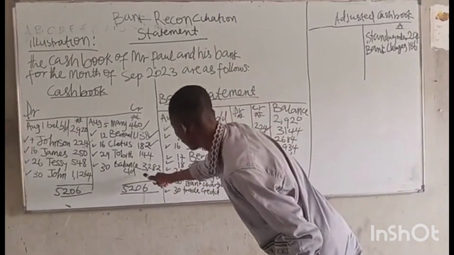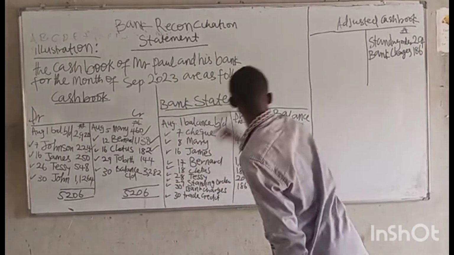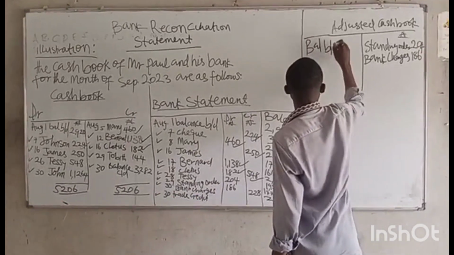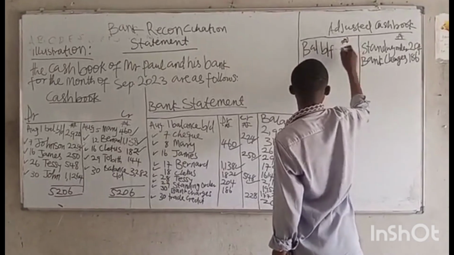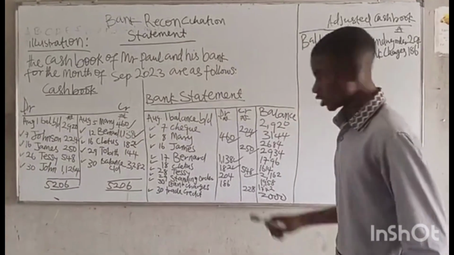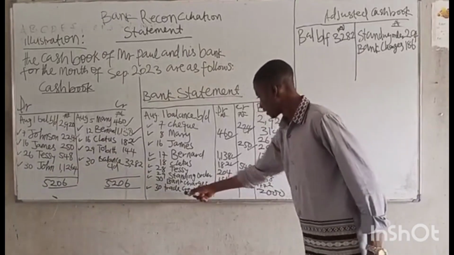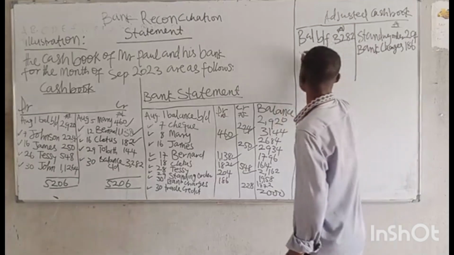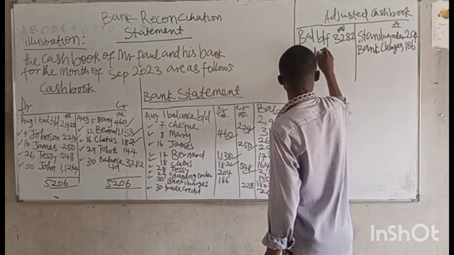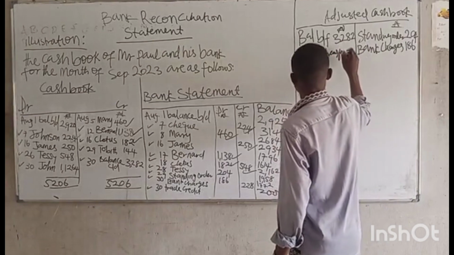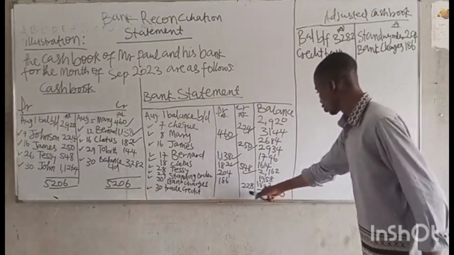The balance brought forward from the cash book is 3282. Balance brought forward is 3282. We now record the trade credit, or what is called credit transfer. And the amount is 228.